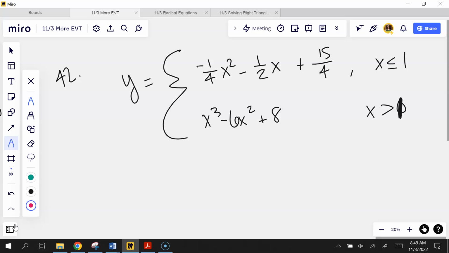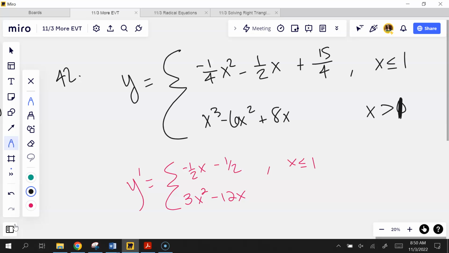Derivative here: negative 1/2 x minus a half, when x is less than or equal to 1. Three x squared minus 12x, this had an x on it, plus 8, x is greater than 1.